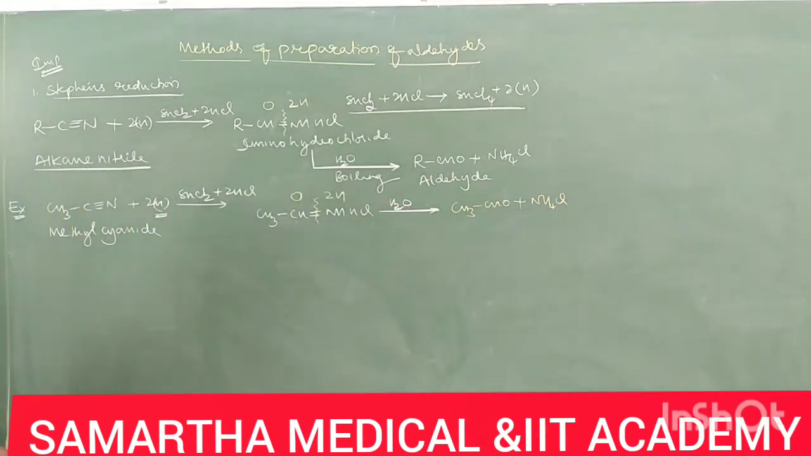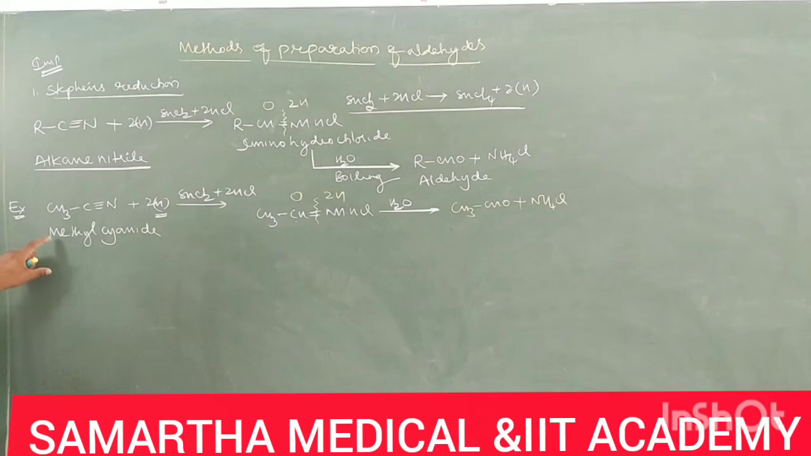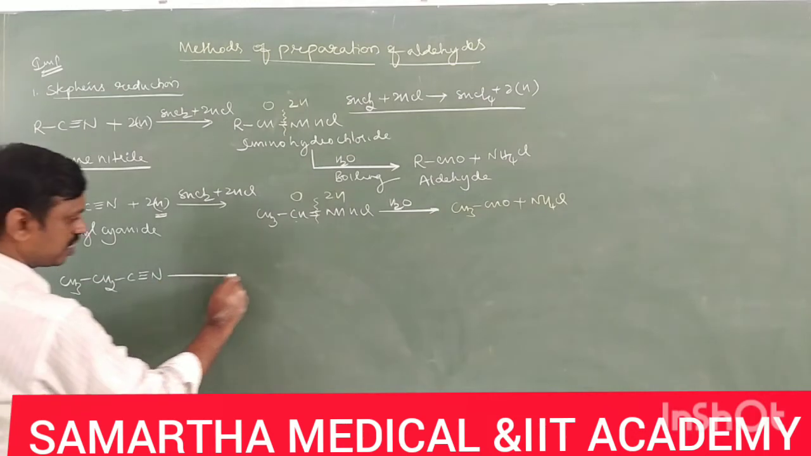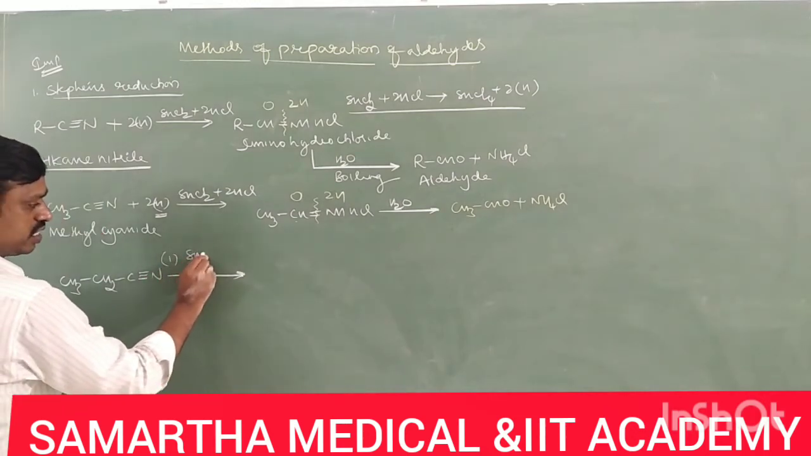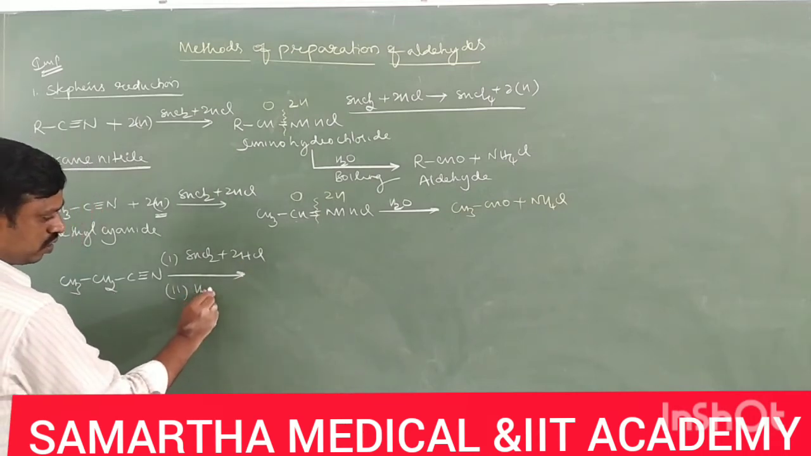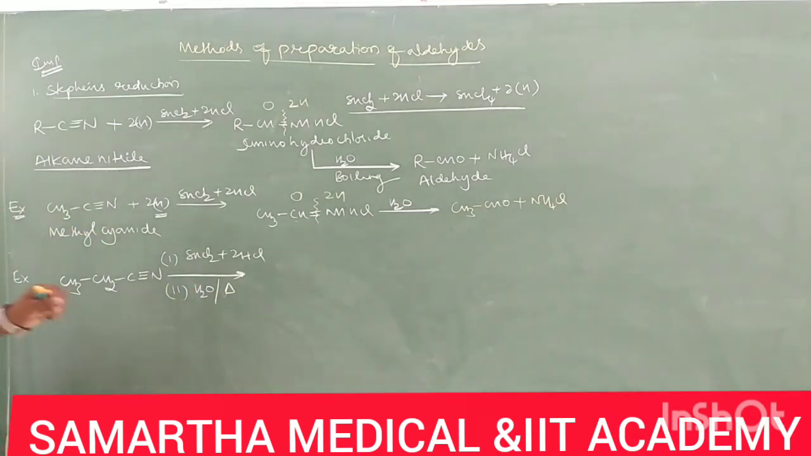Right. Now, where is this reaction important? This reaction is important in the preparation of aldehydes from cyanides. By using cyanides you can prepare aldehydes. Then most of the time in exams they will give a question like this. Instead of methyl cyanide, if I take ethyl cyanide, here 1 is SnCl2 plus HCl. The second reagent is water and heating. This sign indicates heating, that is boiling. Then what is the product?